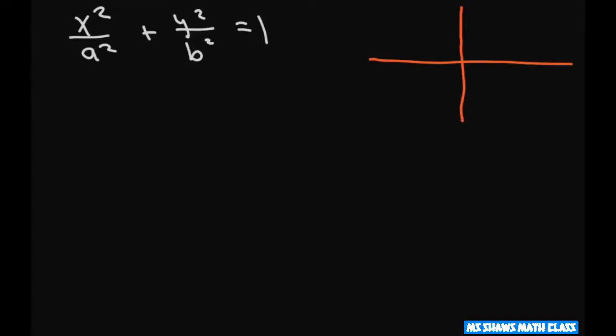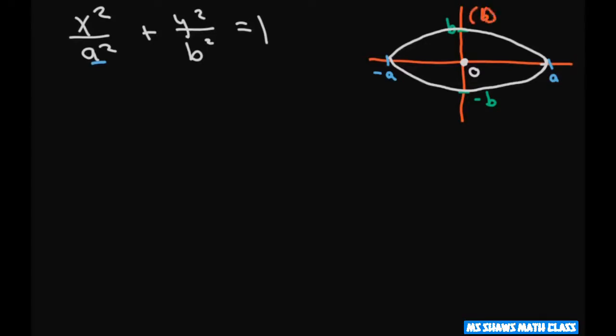So a is under the x, so we'll go out to negative a to a, and then we'll go to b to negative b, and draw the ellipse here. And so basically this is your origin because our center is at 0, 0. So if you look at these 2 points here, this is going to be 0, comma b, and this point here is a comma 0.